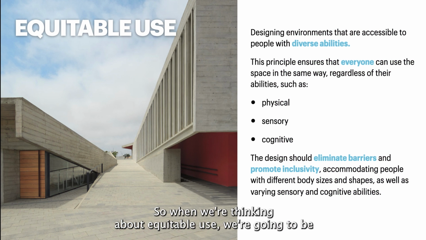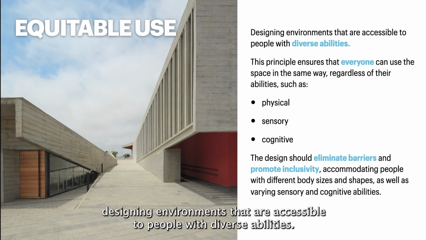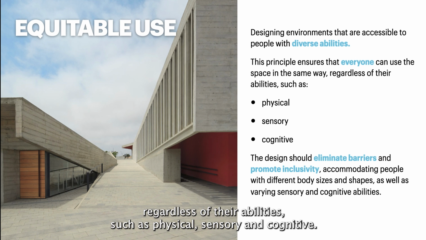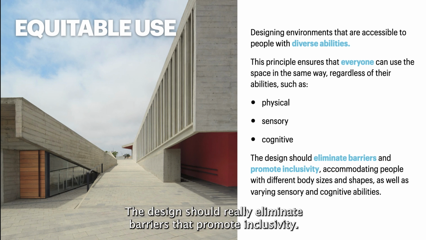So when we're thinking about equitable use, we're going to be designing environments that are accessible to people with diverse abilities. This principle ensures that everyone can use the space in the same way, regardless of their abilities, such as physical, sensory, and cognitive. The design should really eliminate barriers and promote inclusivity.